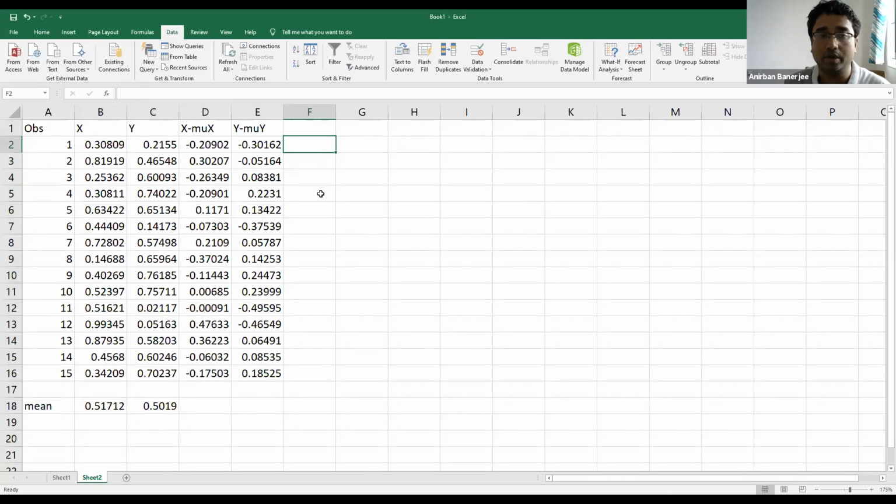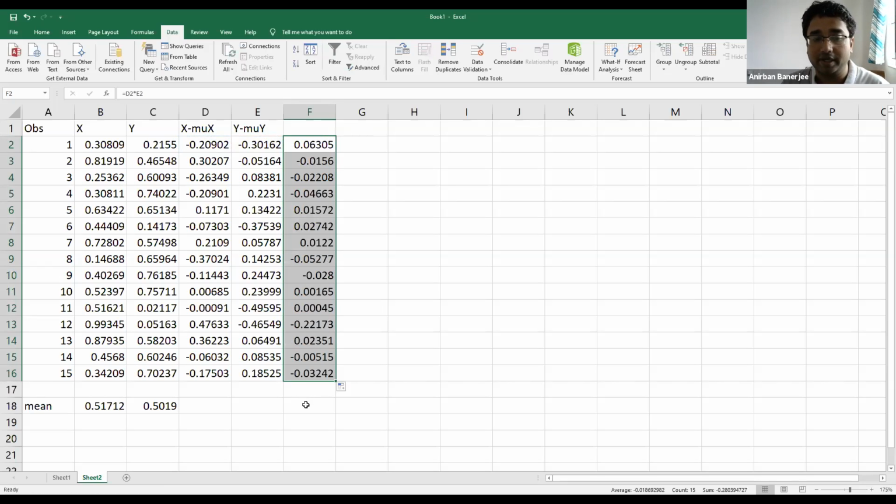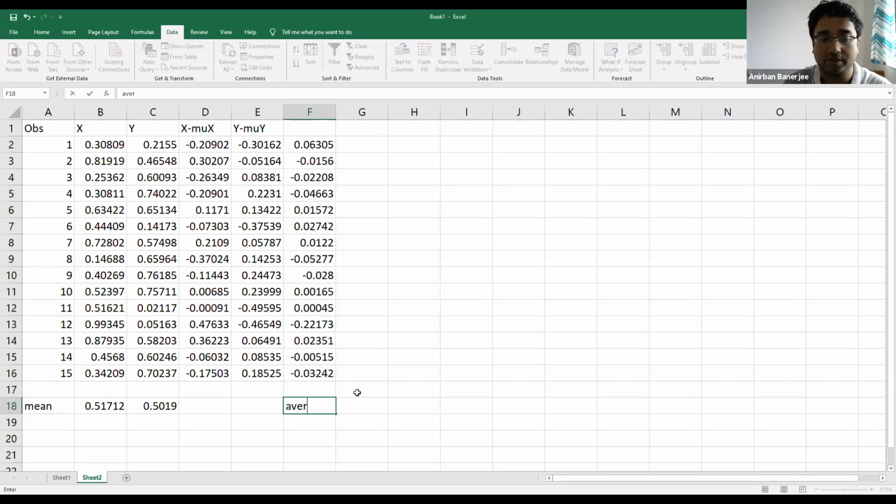I want to compute the covariance. The covariance is computed as the expectation of x minus mu x multiplied by y minus mu y. So this becomes x minus mu x times y minus mu y. Expectation is basically your average, right? Because there is no other probability of this series given to you. So this would be a simple average.